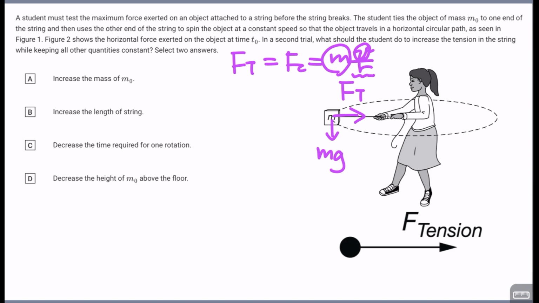So we can either A, increase the mass, yes, that works, or B, increase the length of the string. Well, if r goes up, then actually centripetal force will go down, so not B. C, decrease the time required for one rotation. Well, if the time required for one rotation decreases, that actually means the average speed would be increasing. With a larger speed, centripetal force is greater. So C is also correct. And D, decrease the height of m0 above the floor. The height of the mass above the floor is irrelevant, so not D. So the answer would be A and C.